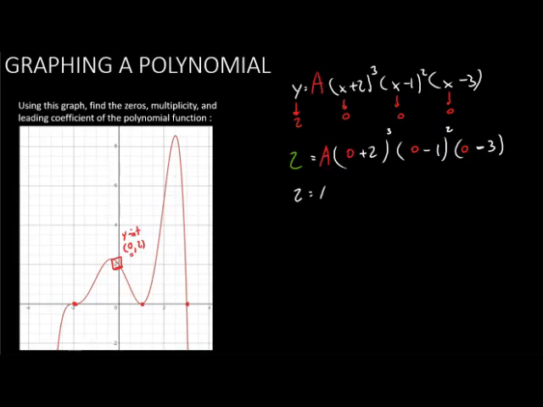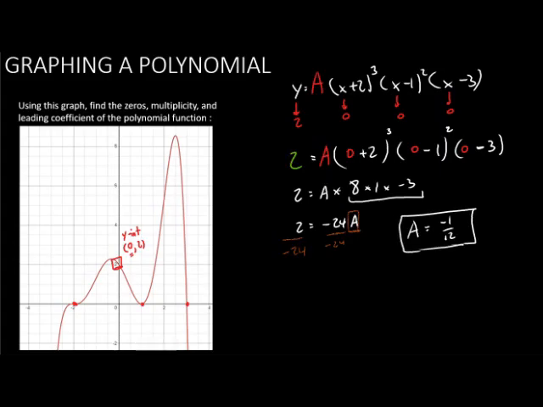We'll have 2 is equal to a multiplied by 0 plus 2 raised to the third power, which is 8. Then -1 to the second power, which is +1, multiplied by -3. If we multiply 8 times 1 times -3, we will get -24 times the letter a. Now, to get a by itself, we will divide both sides by -24. If we take 2 over -24, this will reduce to -1/12. You can leave the a as a fraction. This will be our new leading coefficient for this polynomial.